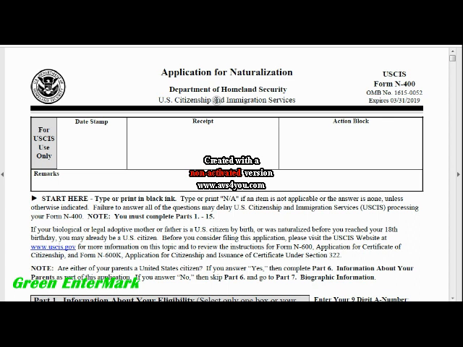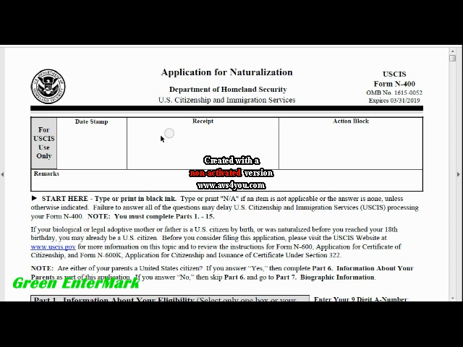First of all, you have to download the Form N400 from the website of USCIS. Then open the form in Adobe Acrobat Reader. There are 20 pages in this form.